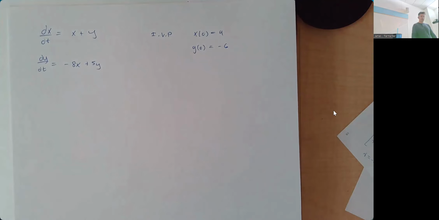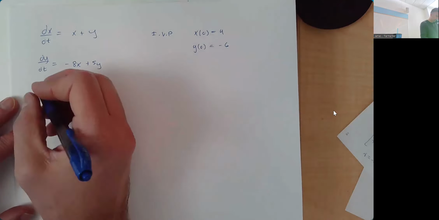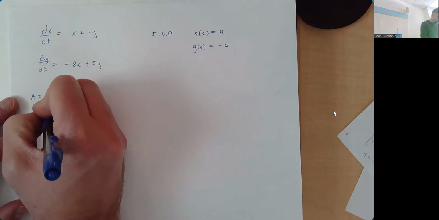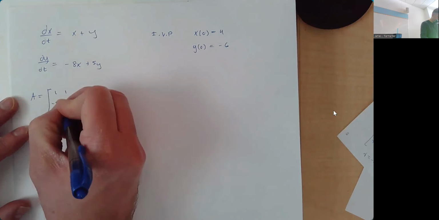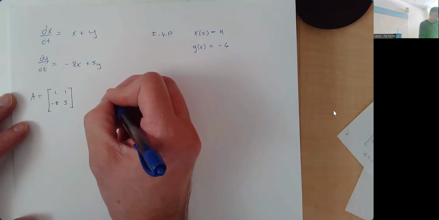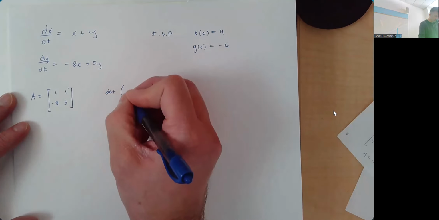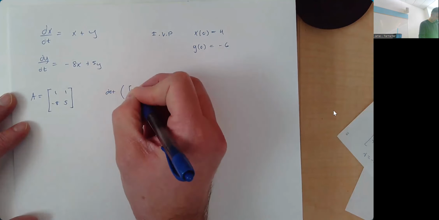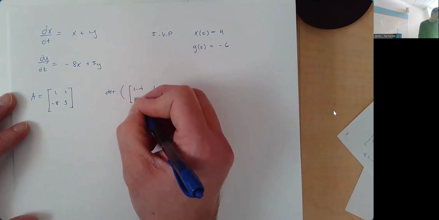All right, so we're going to start off by doing the usual thing. Find the matrix, find the eigenvalues, find the eigenvectors. So the matrix is 1, 1, negative 8, 5. Eigenvalues. So the determinant of A minus lambda I.